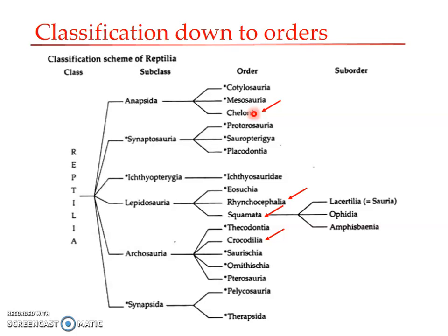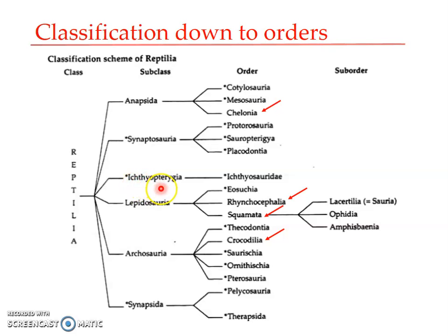Now, the subclass Synaptosauria includes extinct aquatic and terrestrial reptiles. Only the supratemporal fossa is present. It is divided into orders Protorosauria, Sauropterygia, and Placodontia. Examples include Placodus, Cyamodus, Plesiosaurus, and Elasmosaurus. These are a few examples under Synaptosauria.